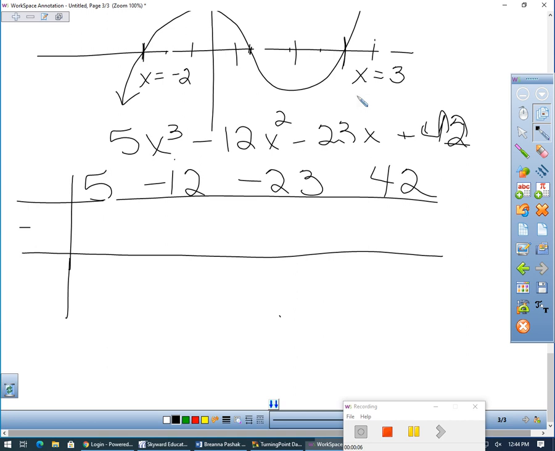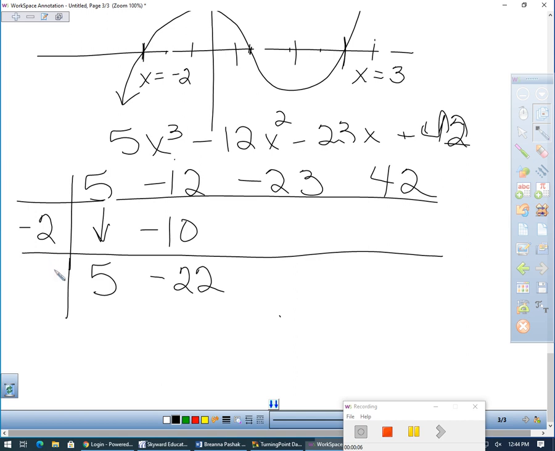So we're going to start with -2. Are we all okay? We're back on the right track here? So I'm going to bring down 5. -2 times 5 is -10. Adding those together, I get -15... -22. -2 times -22 is positive 44. Adding those together, I get positive 21. -2 times 21 is -42. Adding that together, there's no remainder.